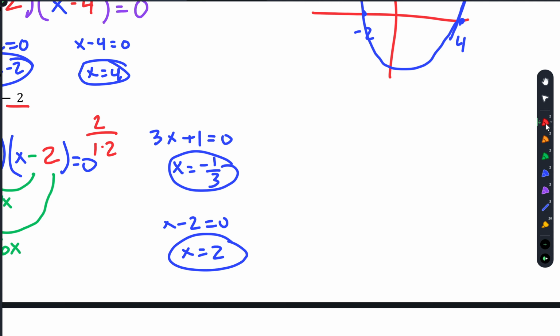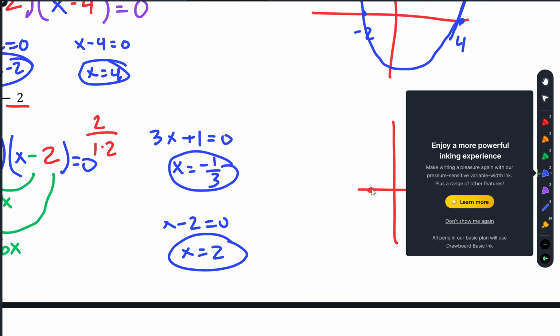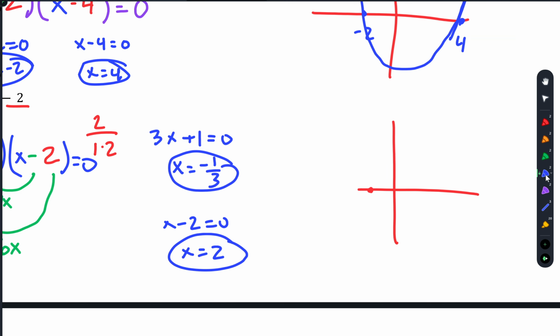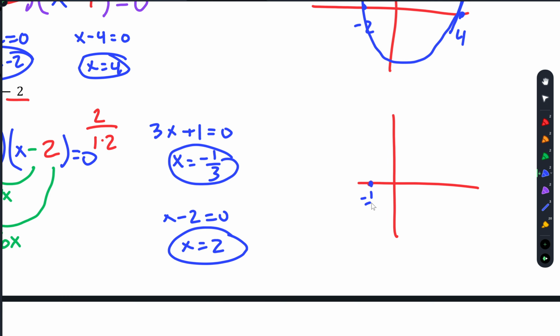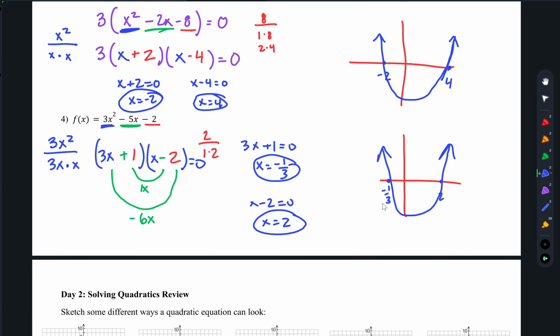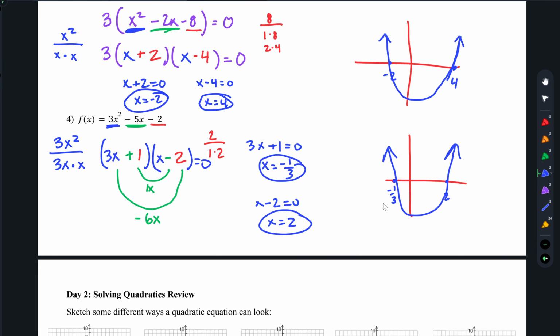Quick graph, then I'm done. First solution at -1/3. Oh gosh. Second solution at 2. And a parabola. Any questions?